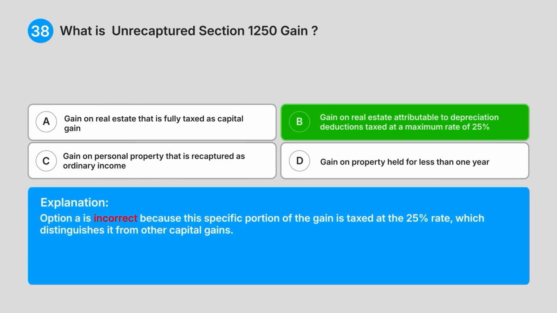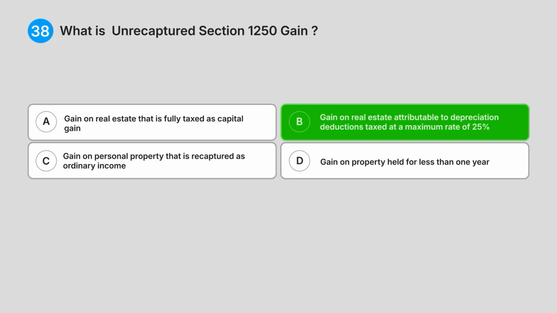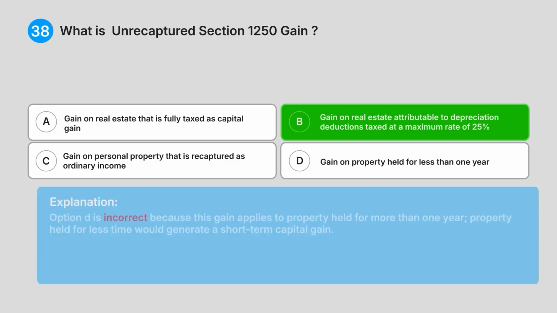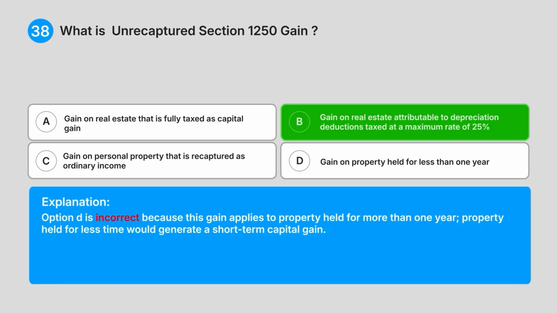Option A is incorrect because this specific portion of the gain is taxed at the 25% rate, which distinguishes it from other capital gains. Option C is incorrect because this describes Section 1245 recapture, which applies to personal property. Option D is incorrect because this gain applies to property held for more than 1 year. Property held for less time would generate a short-term capital gain.